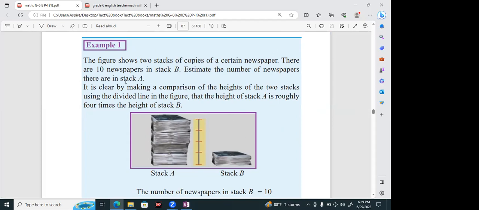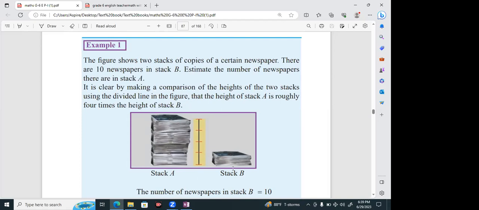ඊට පස්සේ යාලා mention කරලා තියෙනවා there are 10 newspapers in stack B. stack B එකේ 10 papers තියෙනවලු. Estimate the number of newspapers there are in stack A. Remember, finding the close value which is equal to the number of particular items. Okay, then you are going to find the close value. Then what will be the close value?